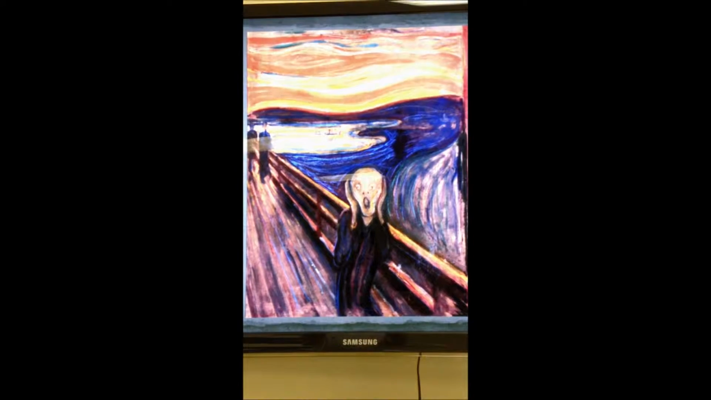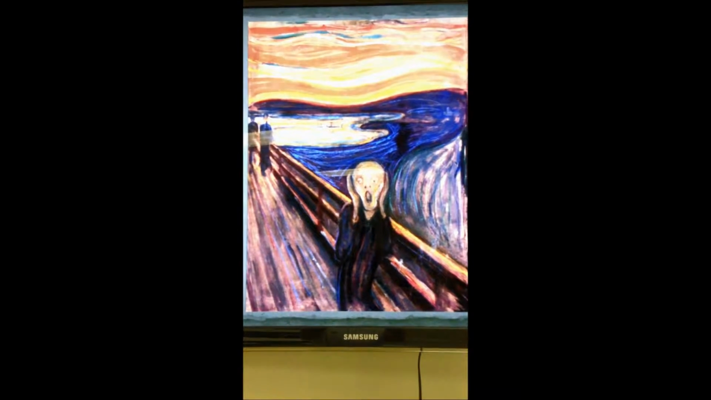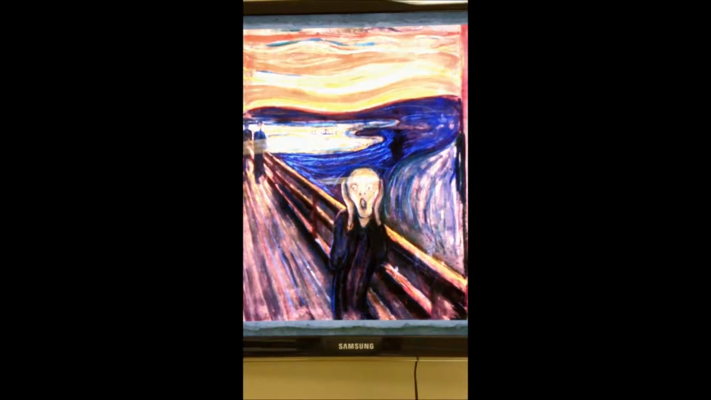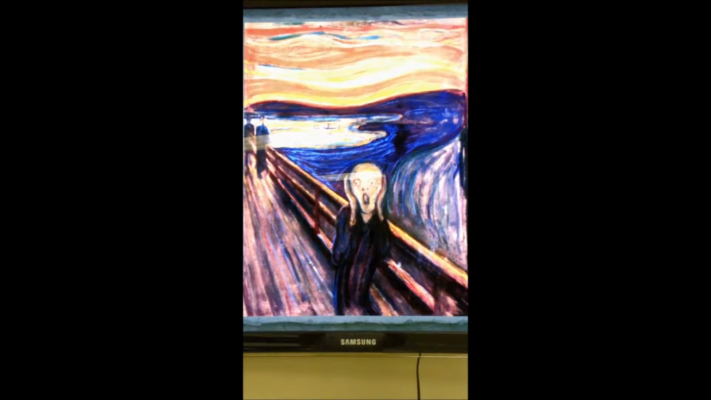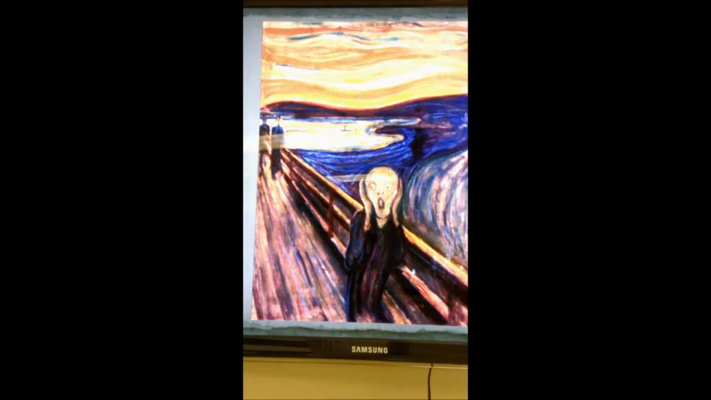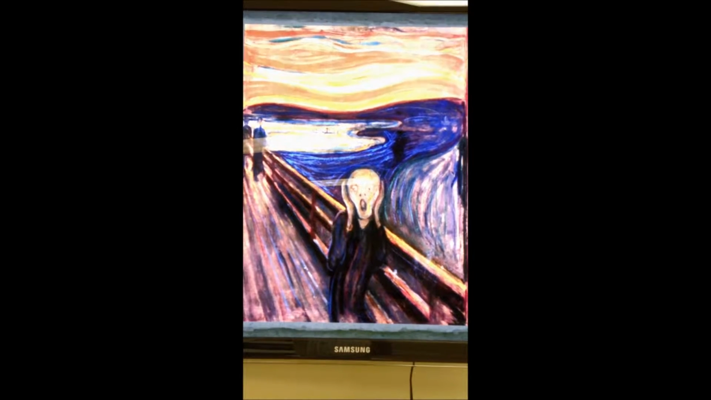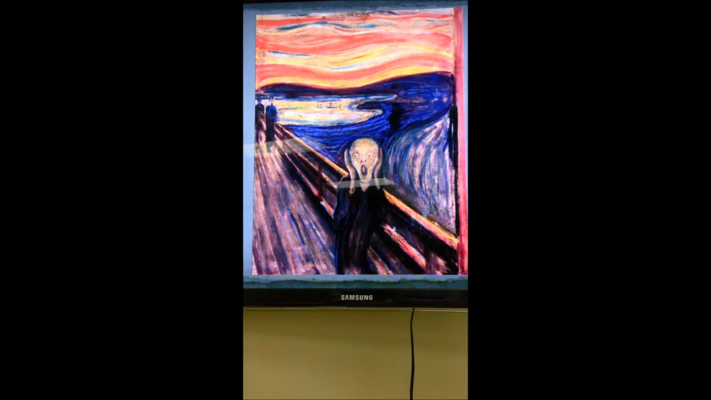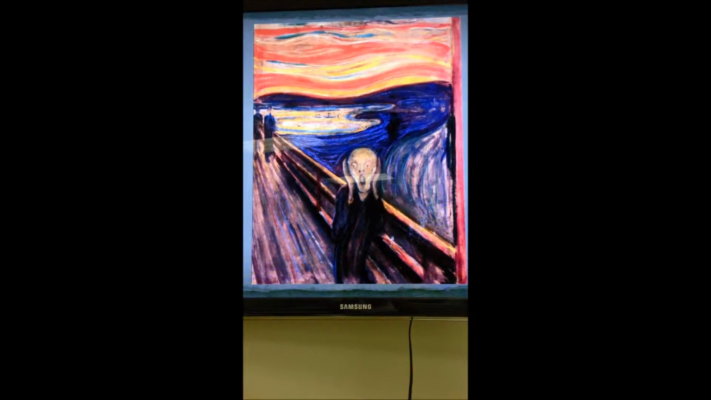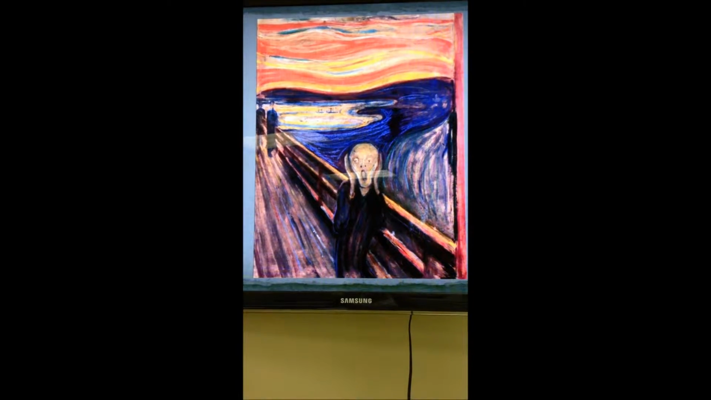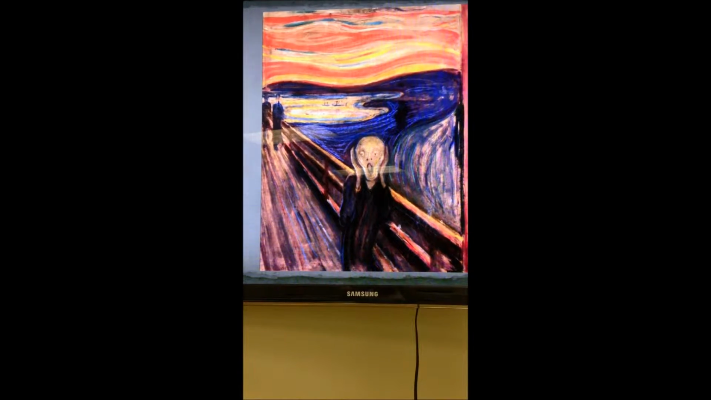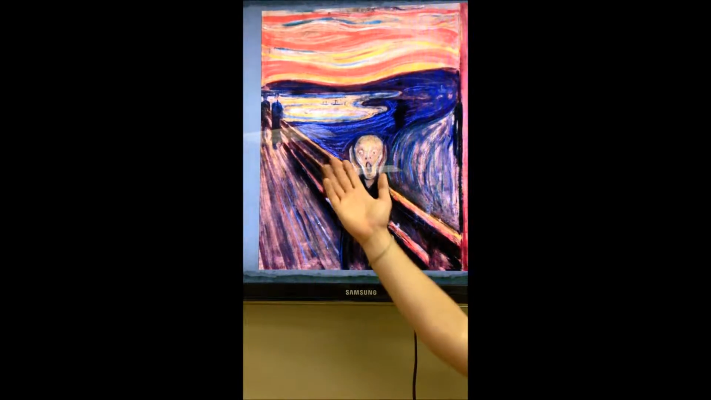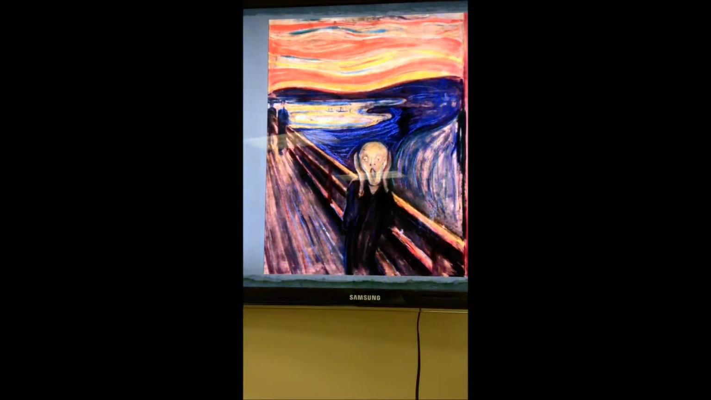There are 4 copies of this version of the art. 2 of them, including the original, were stolen but have since been returned. Edvard completed most of his artworks in the symbolist time period, but many say this is the first expressionist piece because of his use of physical expression on the person's face as the main point of the painting, as we can see right here with the scream that he is having.